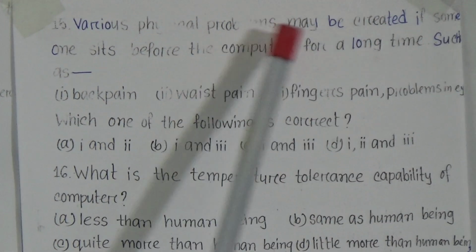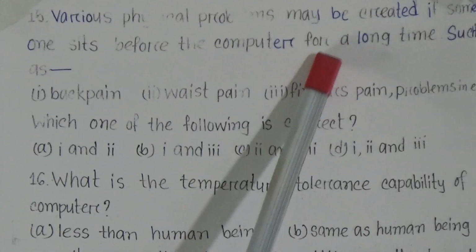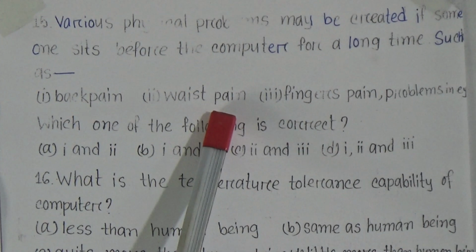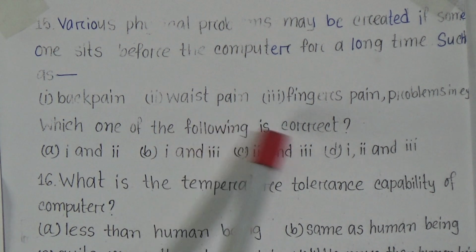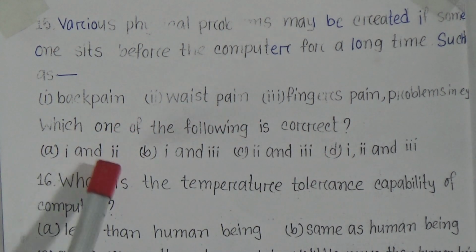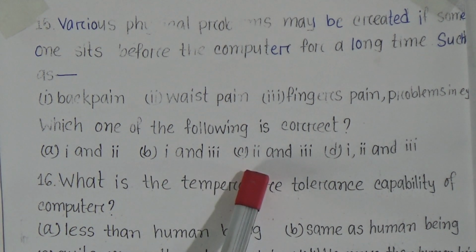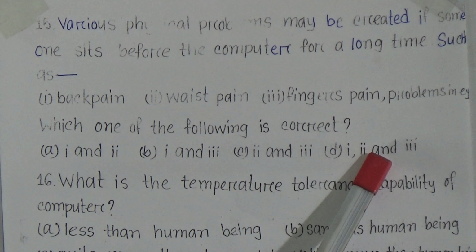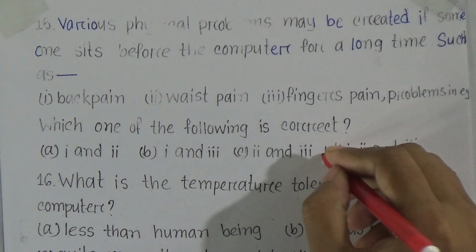Now come to question number 15. Various physical problems may be created if someone sits before the computer for a long time, such as 1. back pain, 2. waist pain, 3. fingers pain, problems in eye. Which one of the following is correct? Option A, 1 and 2, option B, 1 and 3, option C, 2 and 3, and option D, 1, 2 and 3. So here our answer is option D, 1, 2 and 3.